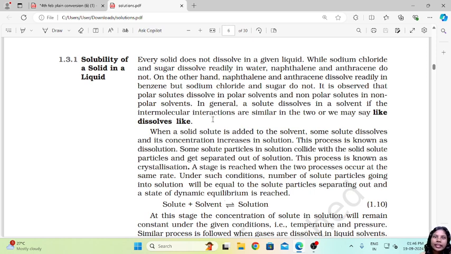So it is like dissolves like. In general, a solute dissolves in a solvent if the intermolecular interactions are similar in the two. So if the solute and the solvent have common intermolecular interactions, only in that case can we say that the solute will dissolve in the solvent, or that like dissolves like.